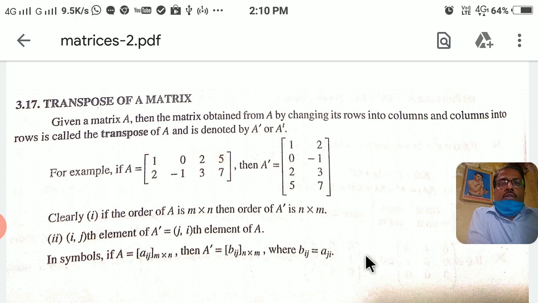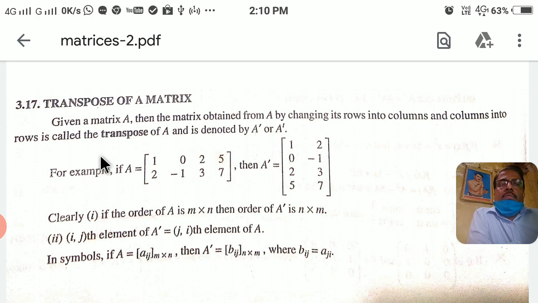I will define what is a transpose of a matrix, then what are the properties of a transpose, then skew symmetric matrix, then symmetric matrix. Okay, so let us start with transpose of a matrix.